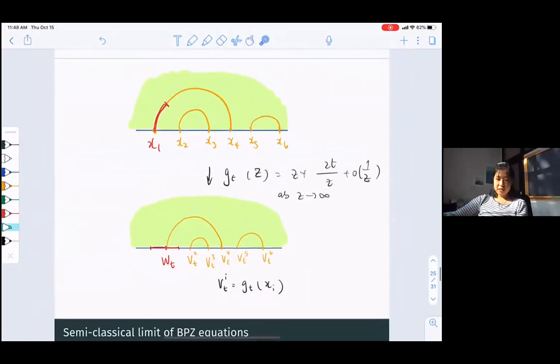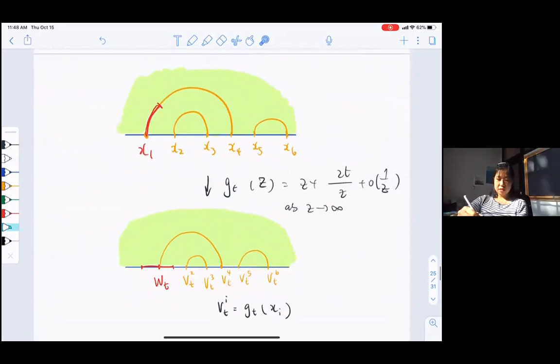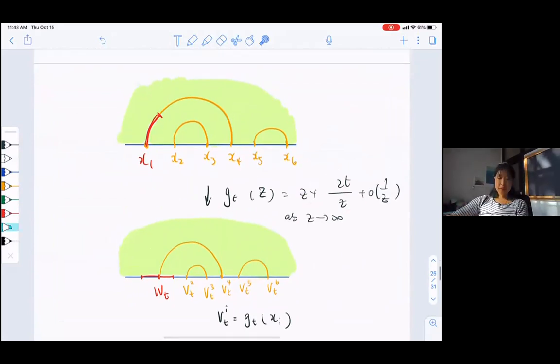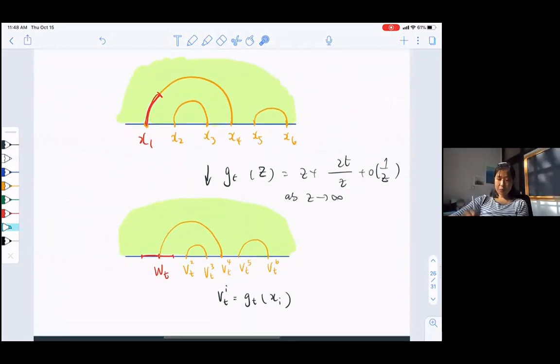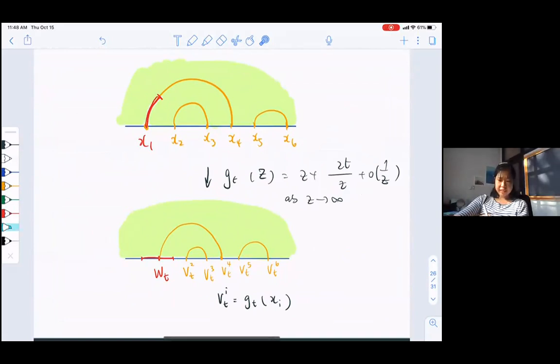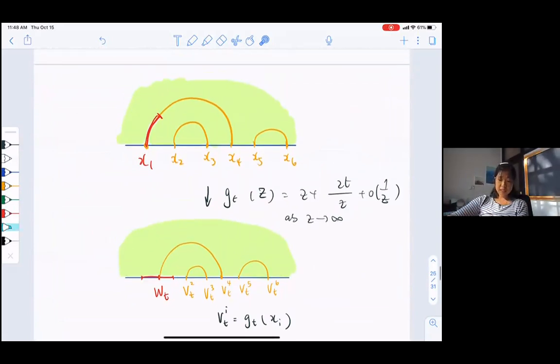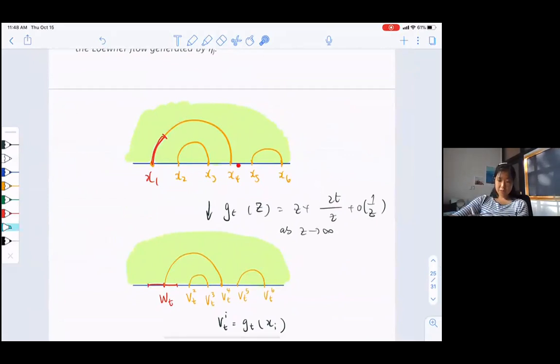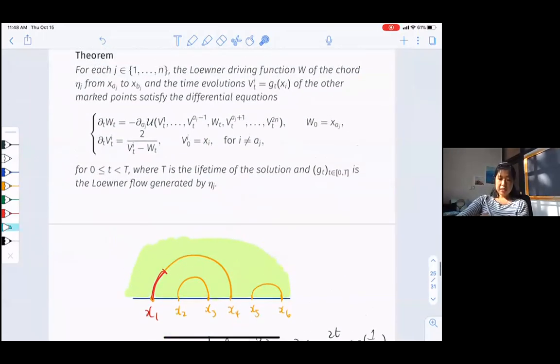The statement is just that, assuming this orange curve is my geodesic multi-chord, I map out the first bit using the same normalization at infinity with the conformal map, then all the points will be moved. X1 moves to V_t^i, and the tip of this curve will land on W_t, and W_t is the driving function of this curve. And this W_t satisfies this differential equation.